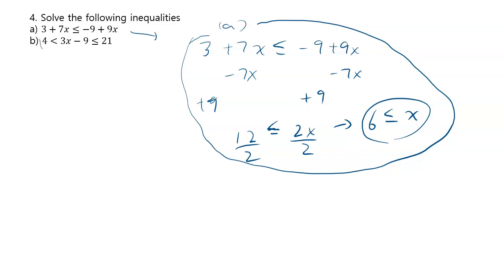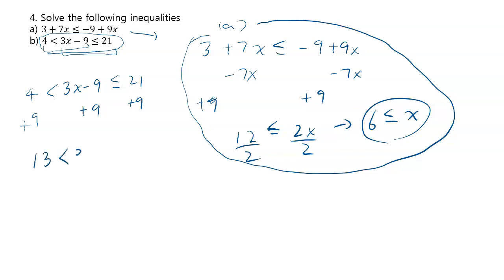All right, in part B, you have a case where 2 inequalities are solved. Now, one way to solve this would be solve the first inequality and the second inequality separately, but it's easier to just solve everything at once. So, how do you solve everything at once? Just add 9 to every place. So all these parts will have plus 9. All of them are added 9. So 4 plus 9 is 13, 3x, and then 21 plus 9 is 30.